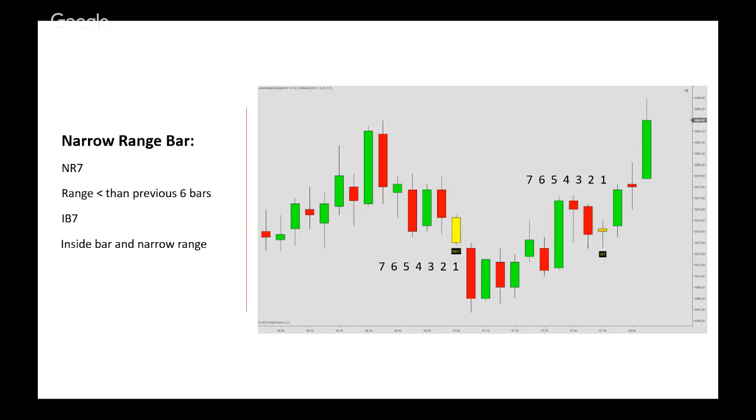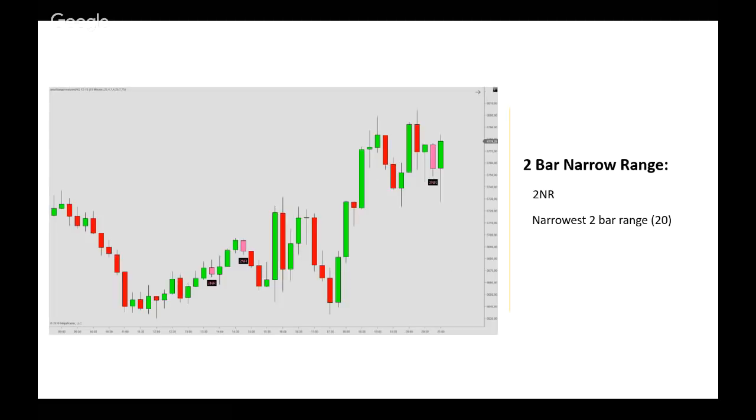And again, you have an inside bar narrow range pattern that is then displayed as IB7 here, inside bar 7. So you see this is an inside bar here, and it's also the most narrow bar when looking at the previous 6 bars here.